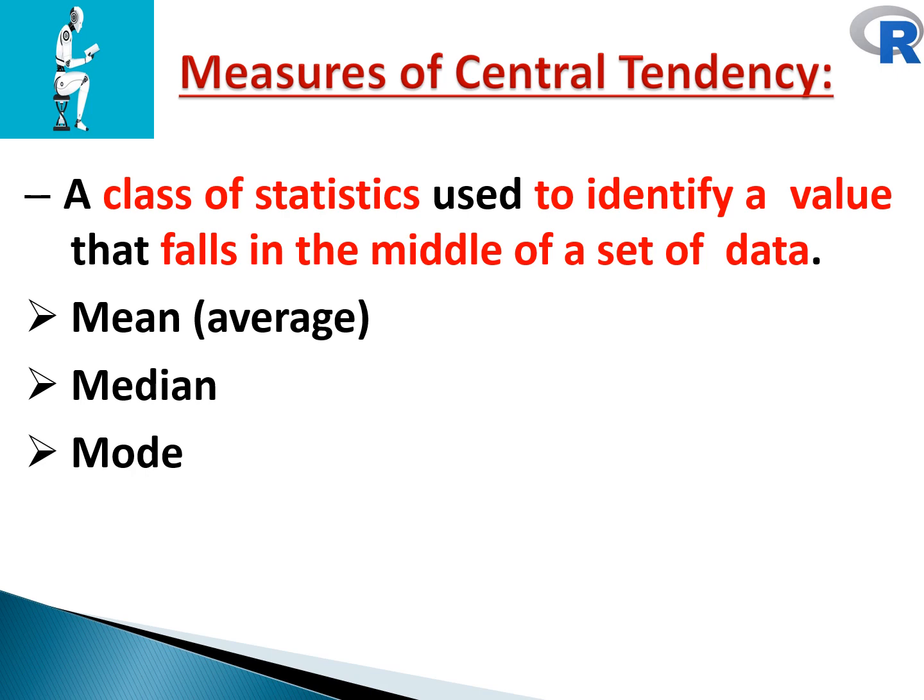Now we are going to refresh the basic statistical measures that we studied in the statistics class. The first basic thing in statistics is measures of central tendency. Measures of central tendency is a class of statistics which is used to identify a value that falls in the middle of a set of data. It involves three measures: mean, median, and mode.